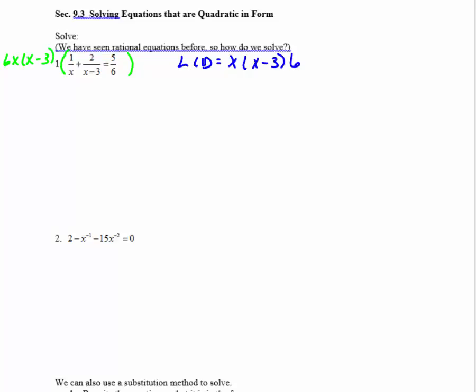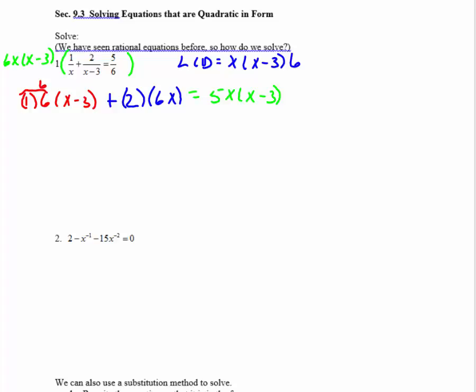So when we multiply the first fraction, 1 over x, by the LCD, the x's will cancel, and I'll be left with the 1 times the 6 times the x minus 3. Plus, what does a 2 get multiplied by? Well, it had the x minus 3 in the denominator, so that will cancel. So it'll just get multiplied by the 6 and the x. Equals, what's a 5 going to get multiplied by? Well, it had the 6. It didn't have the x or the x minus 3, so only the 6 is going to cancel, and we're left with the 5 times the x minus 3.